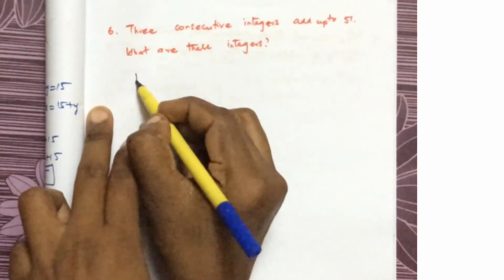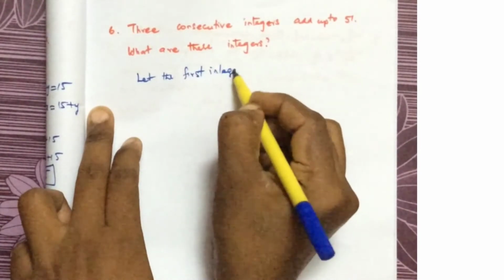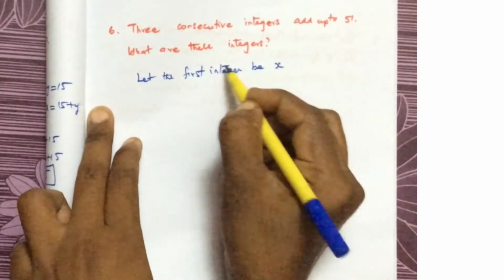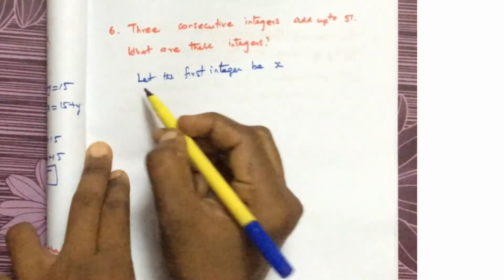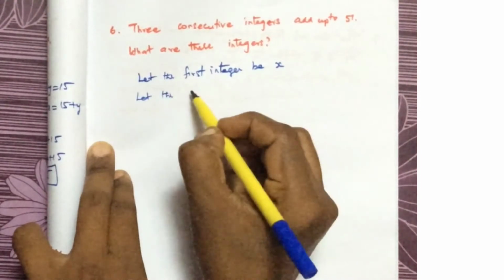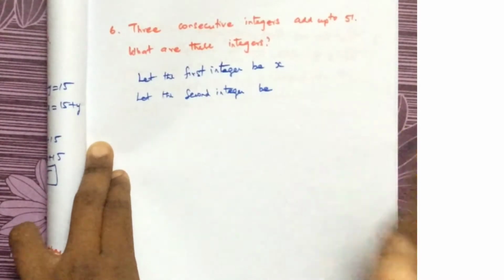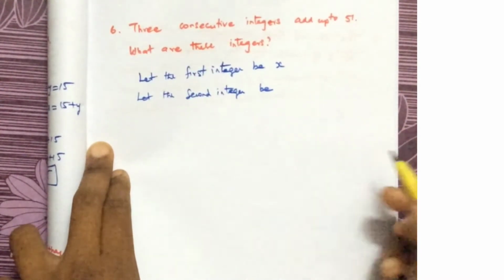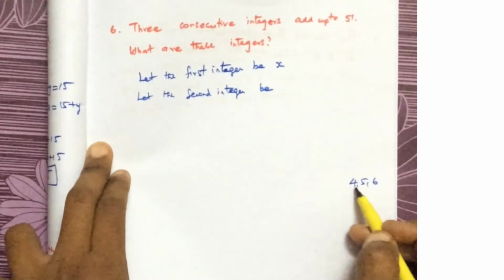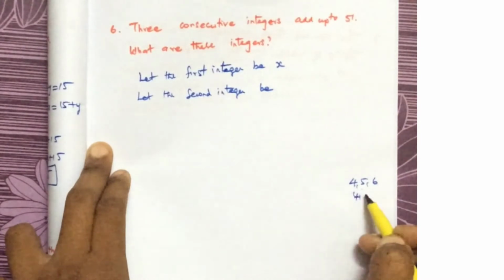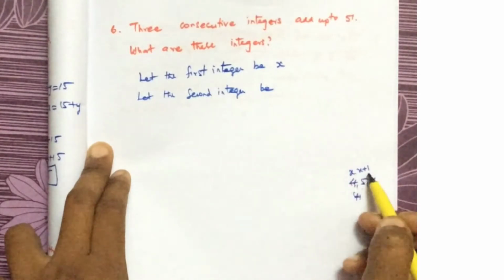So let the first integer be x. I am taking the first integer to be x. Let the second integer be, what is the second integer? Suppose I am taking 4, 5 and 6 as the 3 integers. If this is 4, what is the next? You should add plus 1 to this. So if this is x, what is this? x plus 1. To this I am adding plus 1.